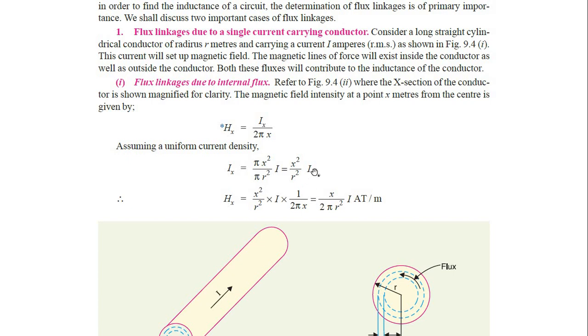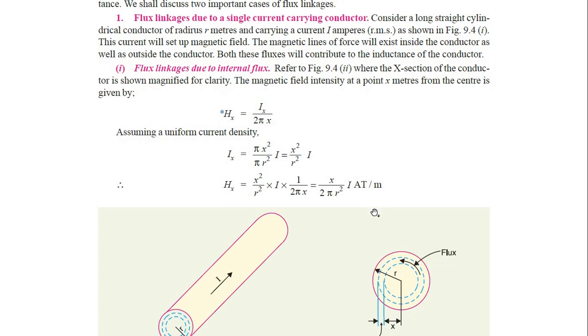So if we substitute this Ix, that is x square upon r square, in this expression, so Hx will be x square upon r square into I into 1 upon 2 pi x, that will be x upon 2 pi r square into I. And unit of magnetic field intensity is ampere turn per meter.